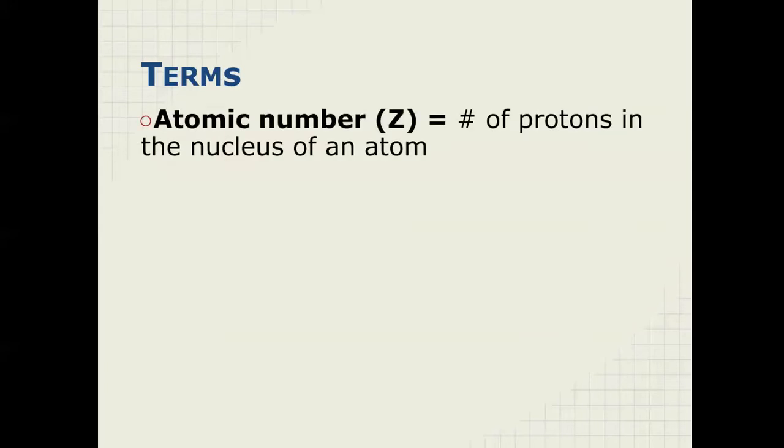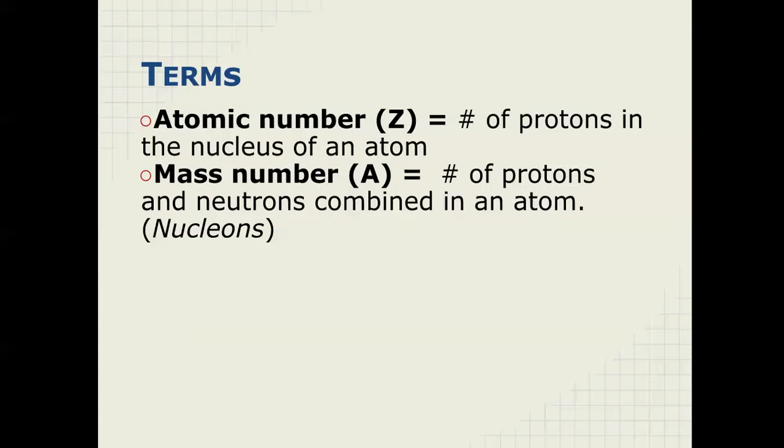Some more terminology. The atomic number, which is represented by the symbol Z, is the number of protons in the nucleus of an atom. So every element has a different atomic number. It's on the periodic table, it's the whole number. It's the one that's not a decimal number, but that's always listed on every periodic table. And then we have the mass number. The mass number for a particular atom is the number of protons and neutrons combined in an atom. Sometimes those particles are called nucleons. Probably not a super important term, nucleons, but we should be aware of the mass number for sure.